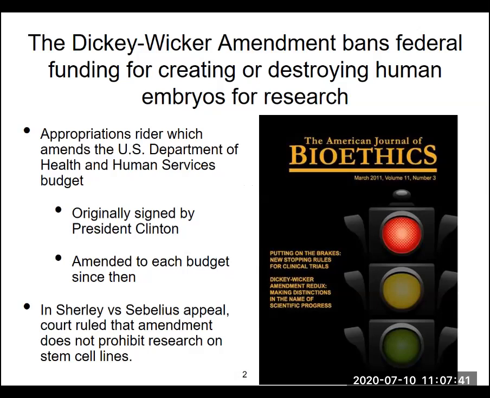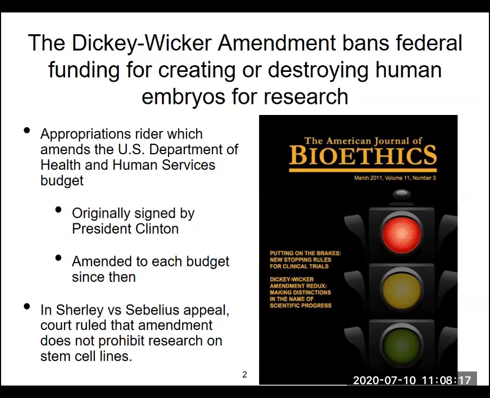This is an amendment that was originally signed by President Clinton that essentially bans federal funding for the creation or destruction of human embryos for research. This is basically something that goes into the budget. It's described as an appropriations rider, but it's basically an amendment to the budget for the US Department of Health and Human Services, which includes the National Institutes of Health, which provides the primary source for biomedical research funds within the United States.